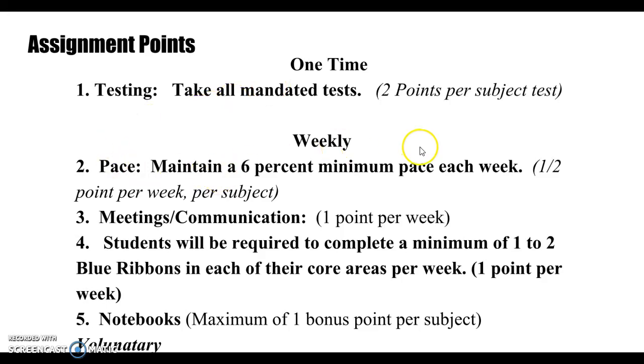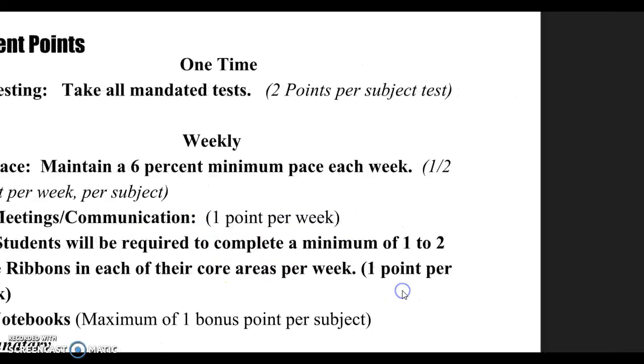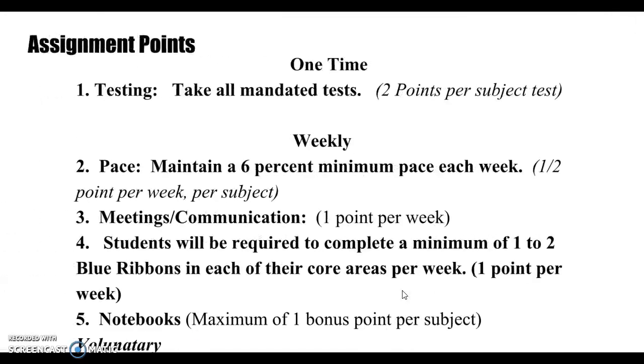Weekly, I'm gonna give a half point per class in their pace. That adds up usually to about three. Meetings and communications, and this might be a little confusing, I haven't worded it on here, but I'm gonna give them 1 point for meetings, 1 point for communications. That could be another 2 points. Students will be required to complete a minimum of one or two blue ribbons in each of their core areas. Sometimes it's only two. It just kind of varies. We're skipping ahead there.